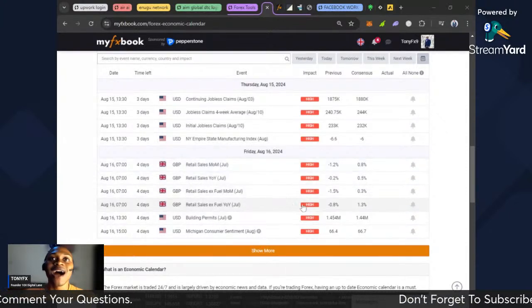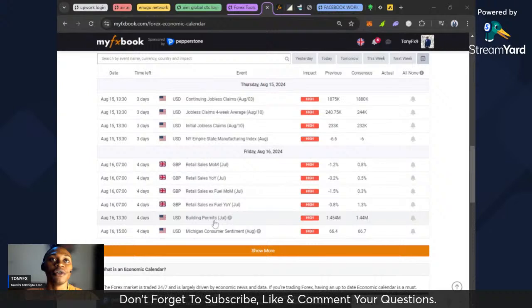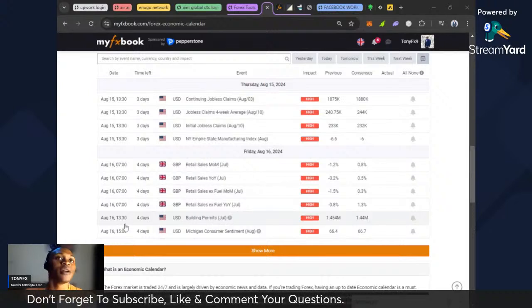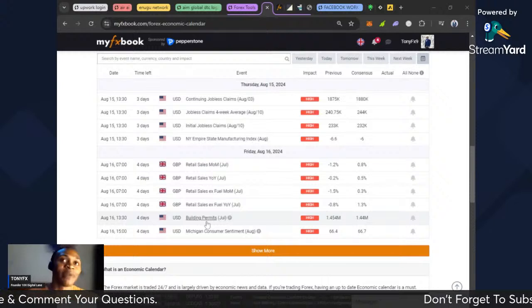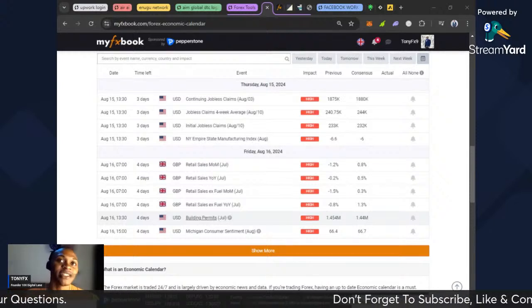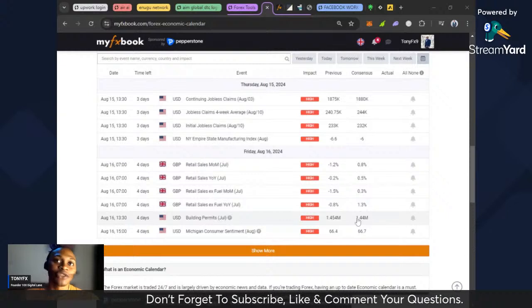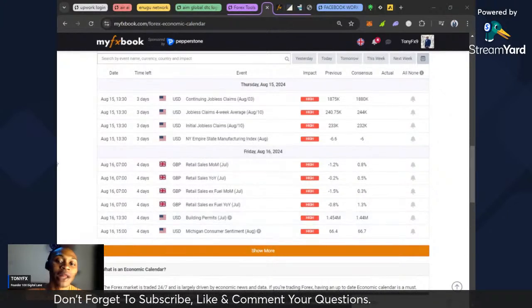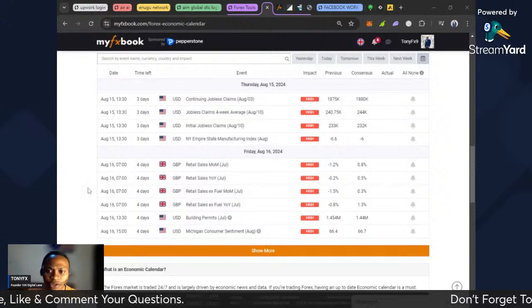Then we have building permits, that same day, during the New York session. This has to do with the total number of houses the government has permitted estate agents and estate developers to build. If there's an increase, then it will give the dollar strength. If there's a decrease, it will give dollar weakness. So I think that's all for now. Do you have any questions?